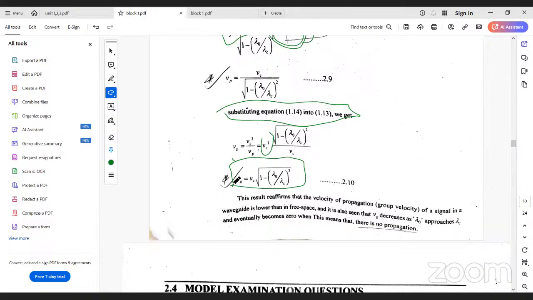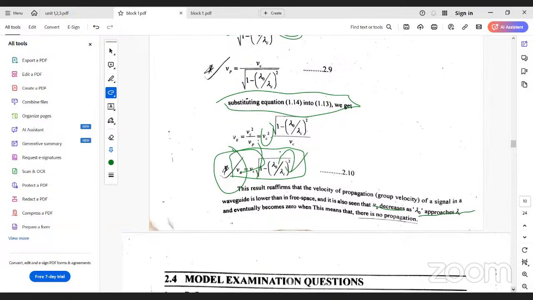As Vg decreases, is lambda naught in the numerator or denominator? Lambda naught is in the numerator. As Vg decreases, lambda naught is also decreasing. The signal propagates at a velocity lower than free space. It is also seen that Vg decreases as lambda naught approaches lambda c.